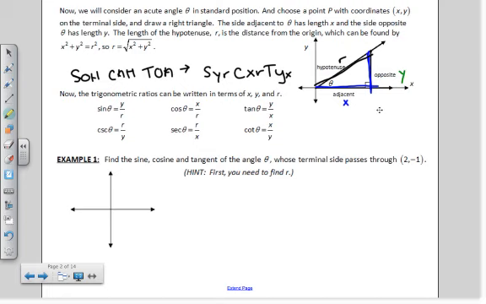Okay? So now when we look at this angle theta and we look at opposite over hypotenuse, we now have to think about it as y over r. Okay? So this is a very important transition to make.